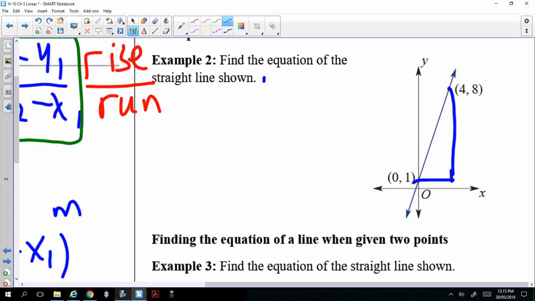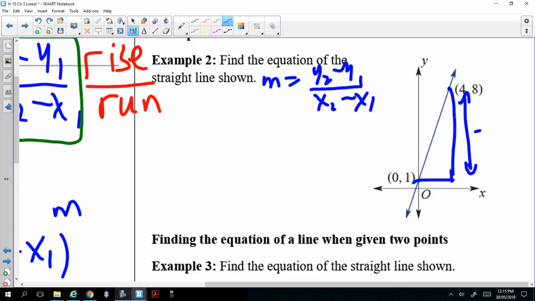Both will work, but this one I'm going to calculate, so the difference is 7 because 8 minus 1 is 7, and 4 minus 0 is 4. So 7 over 4 is the gradient. So let's work out the equation. What's the y-intercept, b? Where does it cross the y-axis? 1, right? 0, 1, that's the y-intercept.